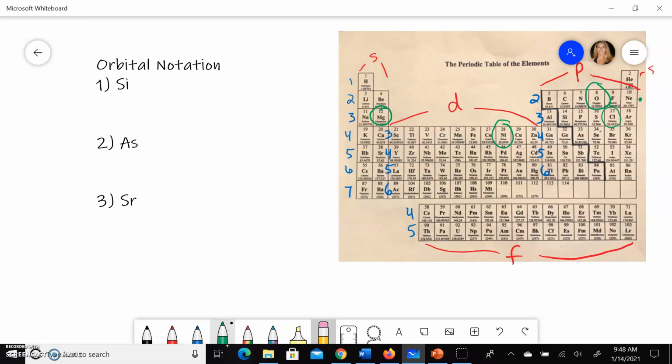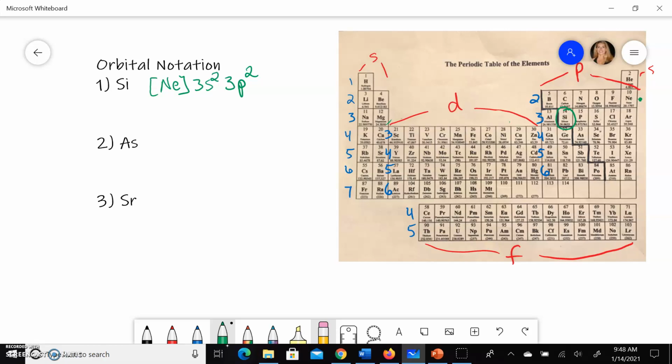So the first one we're going to do is silicon, which is right here. So we're going to go up 1 and over to neon in brackets. Then we have 3s2, and then 3p2. So go ahead and make sure you have that written first. Then you're going to draw arrows to show these electrons. So in the electron configuration, all we do is say how many electrons we have, but we didn't use arrows.